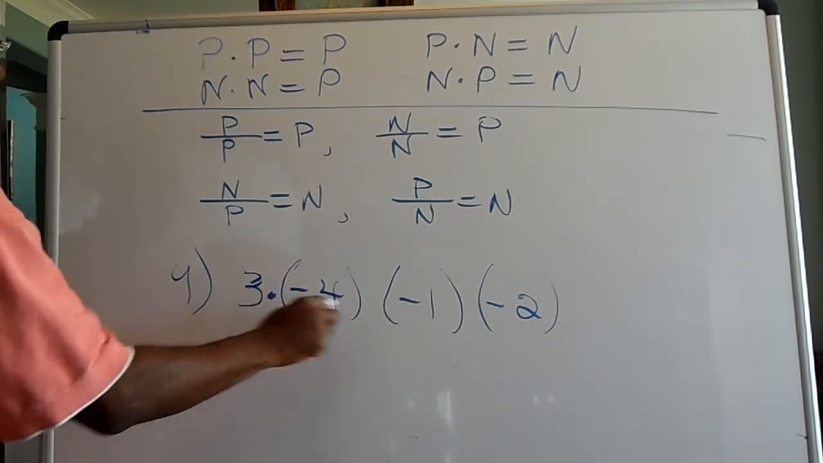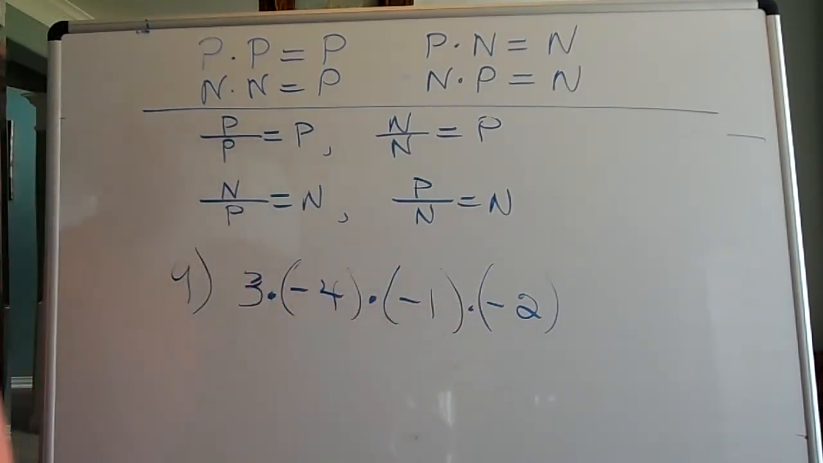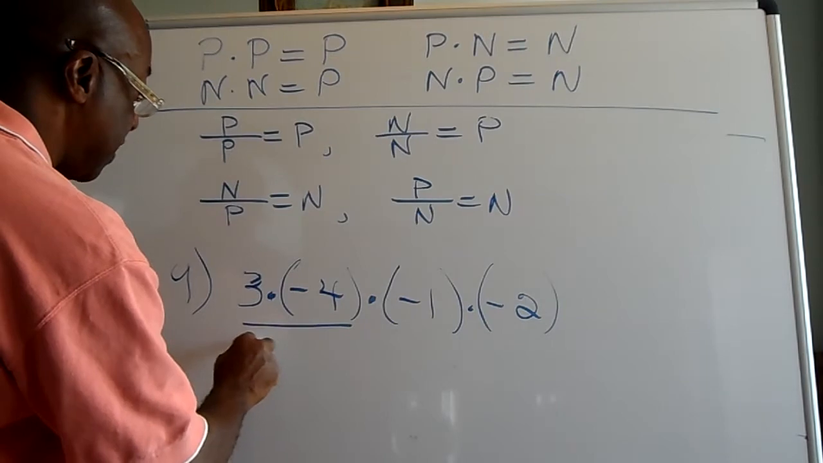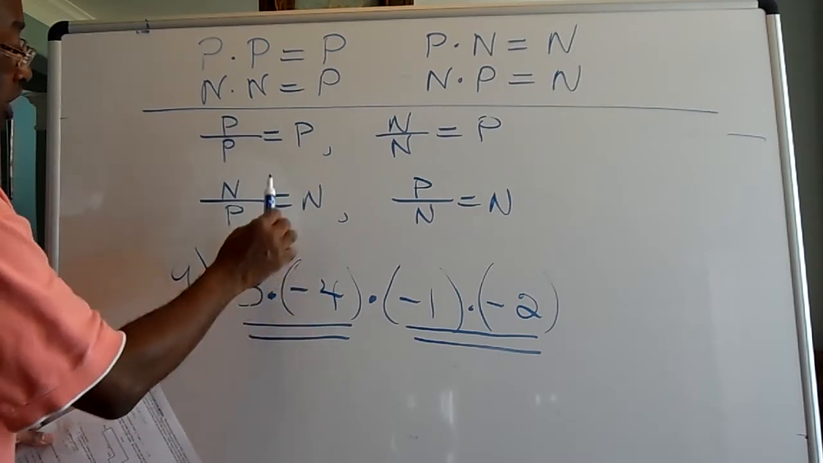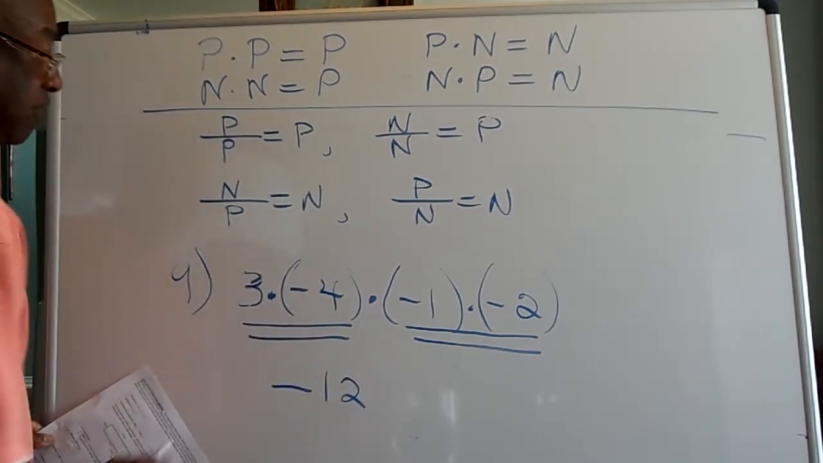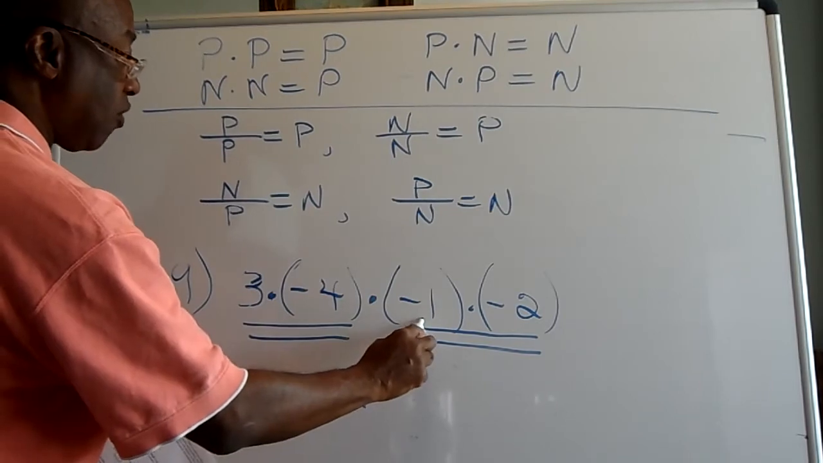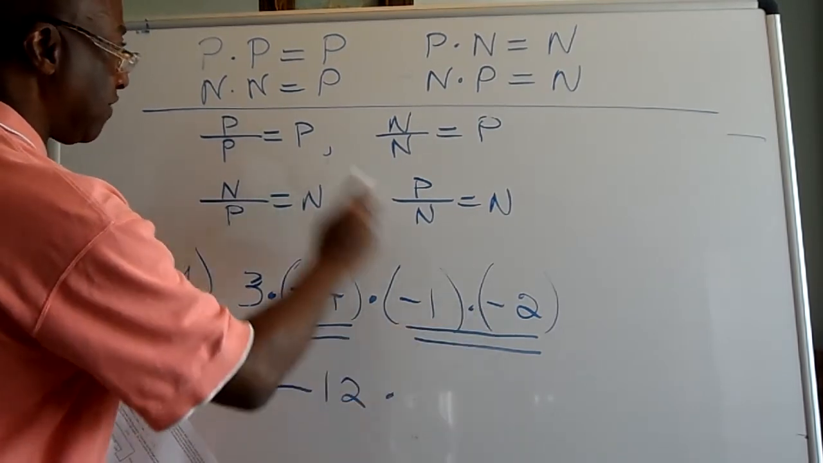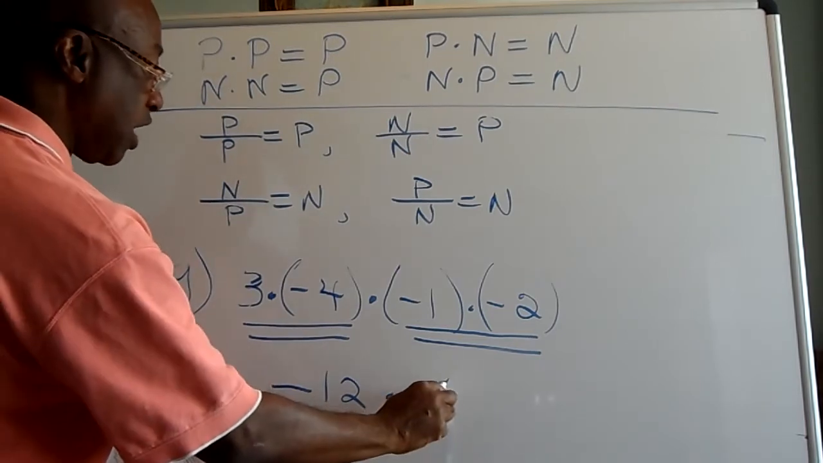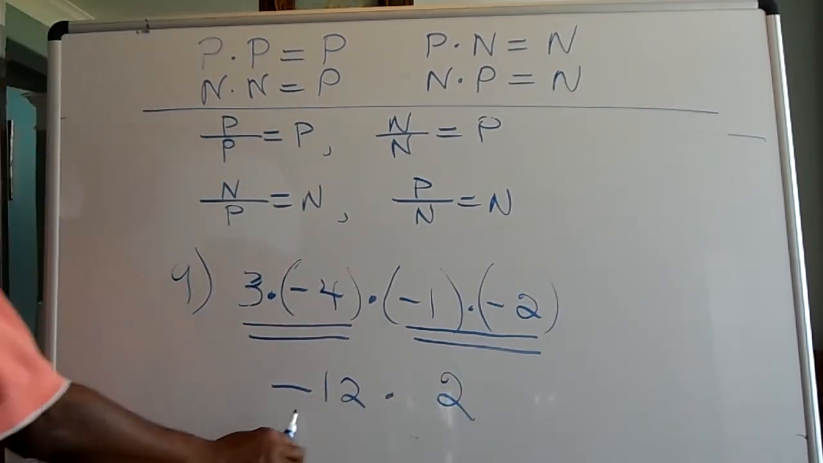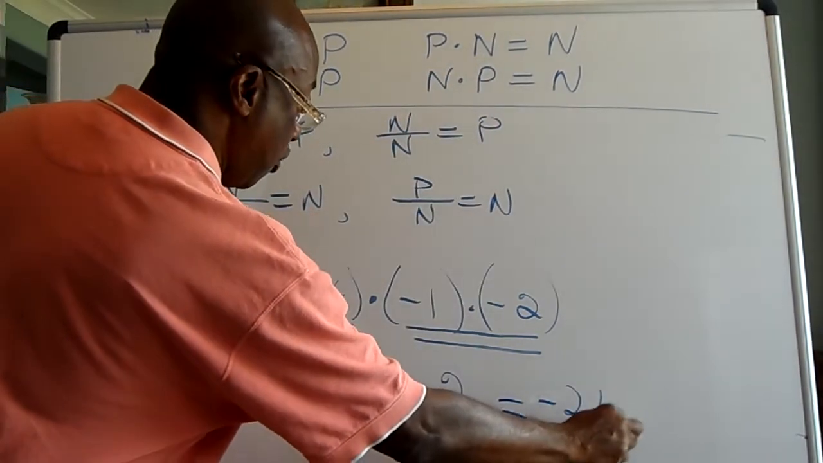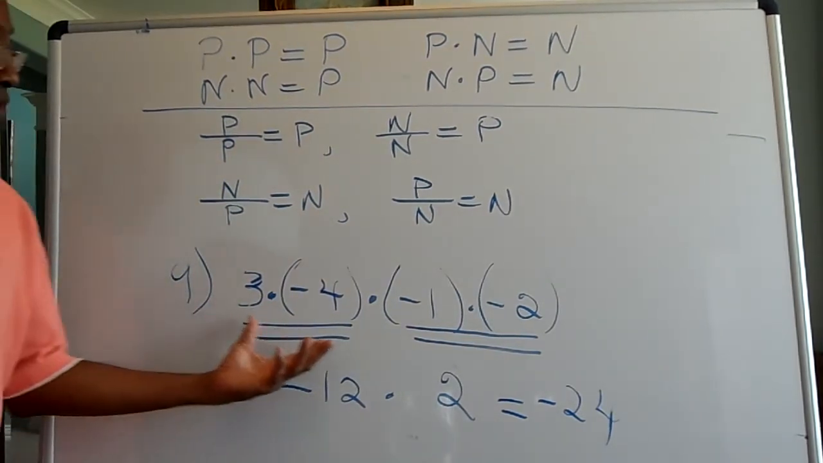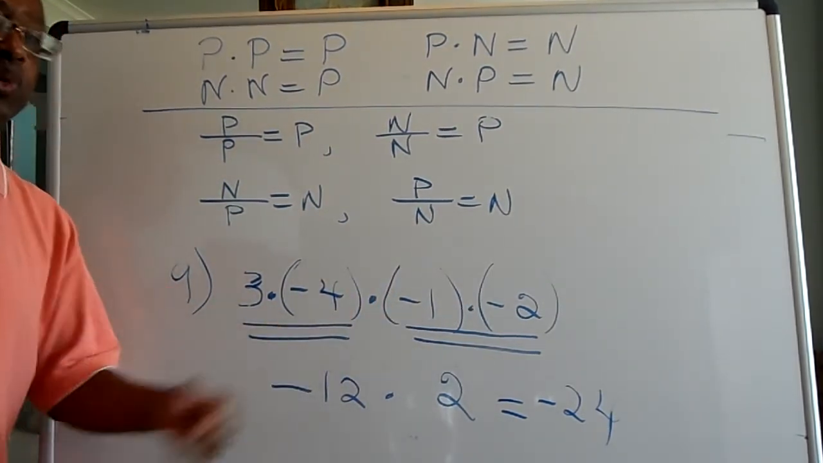Now this is actually multiplication. When you don't see anything between the numbers, it's automatically understood to be multiplication. What I suggest is to multiply 2 at a time. Positive 3 times a negative 4, look at your rules here, gives us a negative 12. Times negative 1 times negative 2, a negative times a negative gives us a positive 2. Now if you're multiplying a positive times a negative, we're going to get a negative 24. So that's how I suggest multiplying several numbers. Just multiply them 2 at a time.